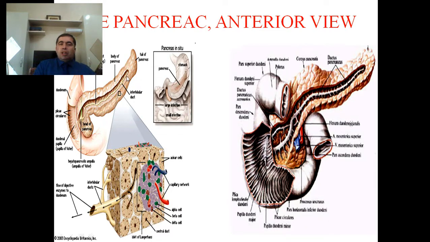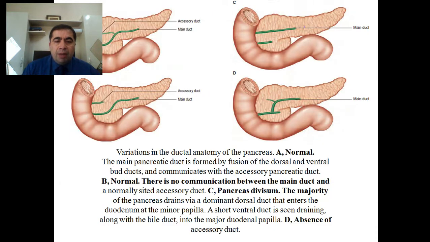Its duct originates at the tail and continues to the body and enters into the descending part of the duodenum. Before that it is connected with the common bile duct, and at the junction they are surrounded by the muscle, musculus sphincter ampullae hepatopancreaticae. This muscle regulates the entering of the bile and the pancreatic juice into the duodenal lumen. The variation in the ductal anatomy of the pancreas is very interesting.